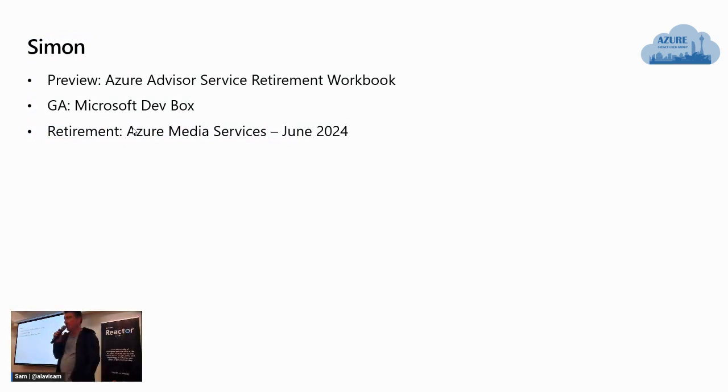The good thing is Microsoft is doing something about that. With Azure Advisor, they've now got a workbook that will track retirement announcements and give you a very specific view of what that means for your estate in Azure. So it's not just a generic list of all the things being retired; it's all the things being retired that relate to you, which is really important. That's in preview at the moment, so if you use Azure Advisor, you can open that workbook today and see if anything in your Azure subscription or subscriptions is affected by upcoming retirements, which I will talk about one of after I talk about the next one.